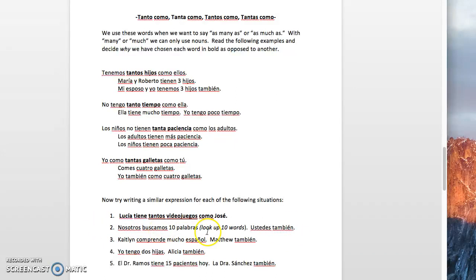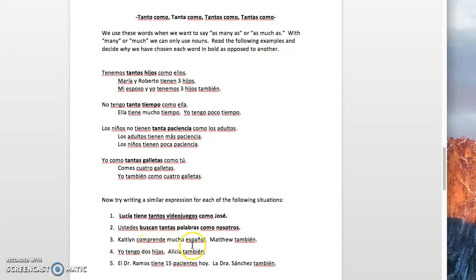Nosotros buscamos 10 palabras. Ustedes también. So we can see that the verb buscar is where we got this verb, buscamos. So if we wanted to start with ustedes, your form is just a regular AR verb, so the form is going to be buscan. Ustedes buscan. Palabras, you can tell by looking at it, is feminine. Most of the time, if it ends in A, it's going to be feminine. So ustedes buscan tantas palabras como nosotros. You look up as many words as we do.